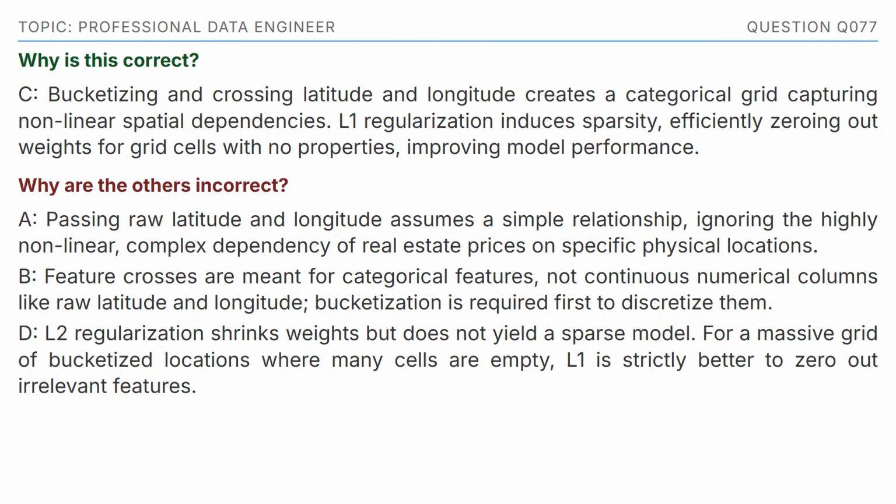Why are the others incorrect? A. Passing raw latitude and longitude assumes a simple relationship, ignoring the highly nonlinear, complex dependency of real estate prices on specific physical locations. B. Feature crosses are meant for categorical features, not continuous numerical columns like raw latitude and longitude. Bucketization is required first to discretize them. D. L2 regularization shrinks weights but does not yield a sparse model. For a massive grid of bucketized locations where many cells are empty, L1 is strictly better to zero out irrelevant features.